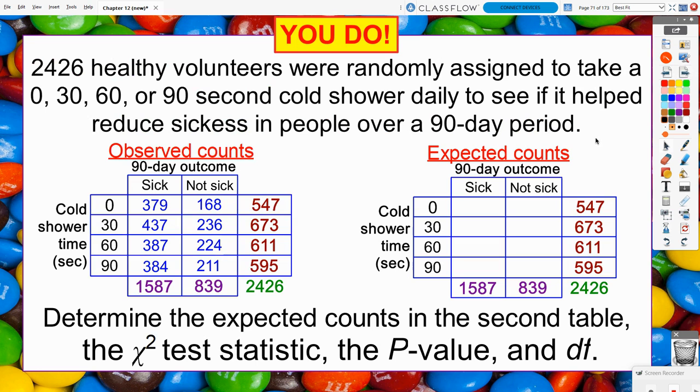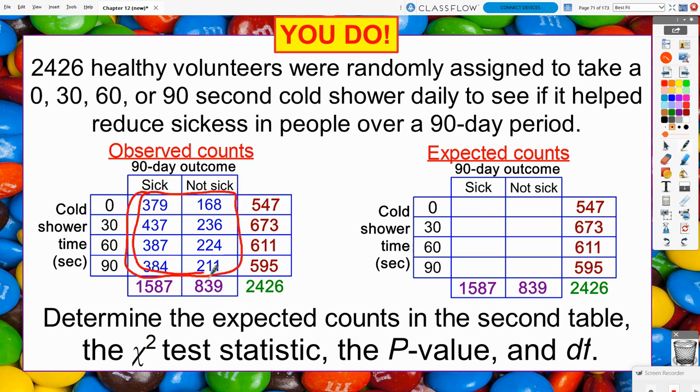Now, I've got one for you to try. It says 2,426 healthy volunteers were randomly assigned to take a 0, 30, 60, or 90-second cold shower daily to see if it helped reduce sickness in people over a 90-day period. So again, here is our data.